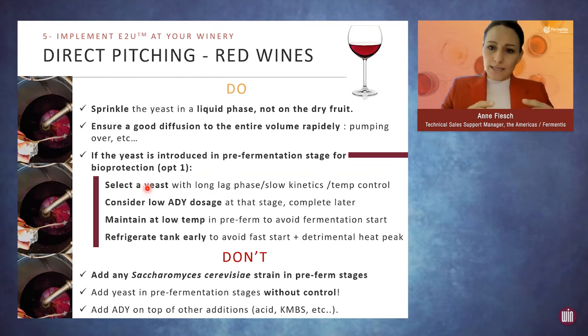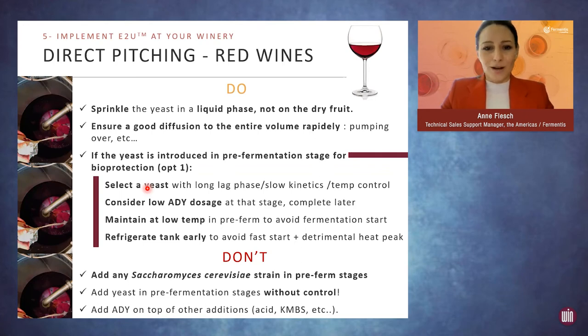If you choose to introduce the yeast in the pre-fermentation stage for bioprotection or to ease your process, recommendations are really to select the yeast strain that has a long lag phase, slow kinetics that you can control with temperature. Consider, of course, also a low active dry yeast dosage at that stage that you can complete later in the fermentation tank. Really, the key point is maintaining a very low temperature in pre-fermentation stages to avoid fermentation starting. And if you introduce the yeast, let's say in option one or option two, you really want to refrigerate your fermentation tank early because the fermentation most likely will start very quickly and you could have a detrimental heat peak if you are not careful with temperature management. That could hurt your fermentation.